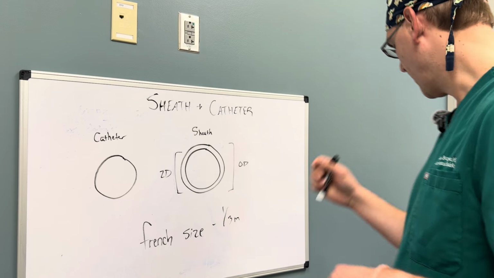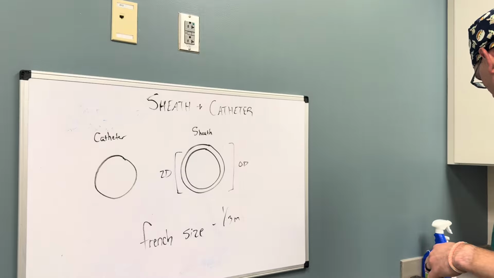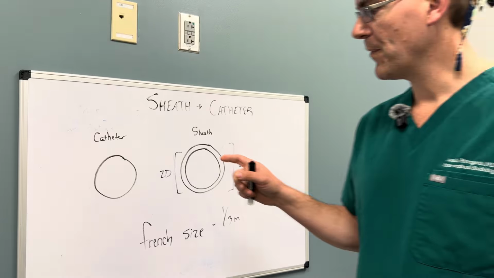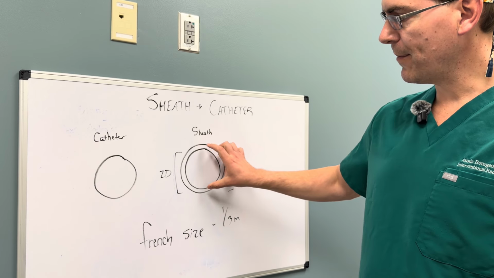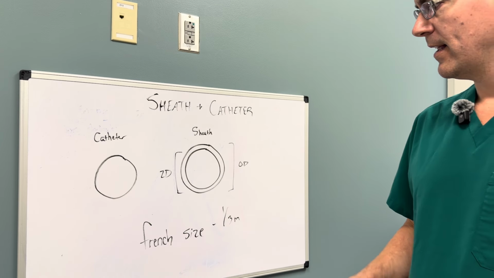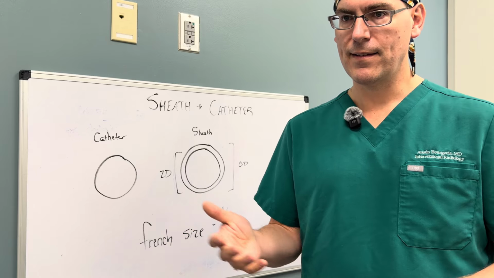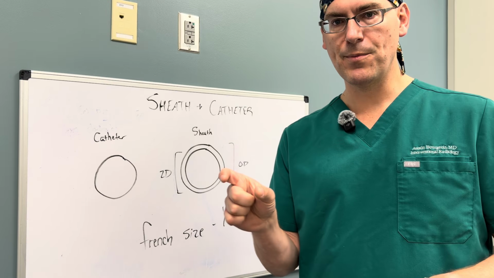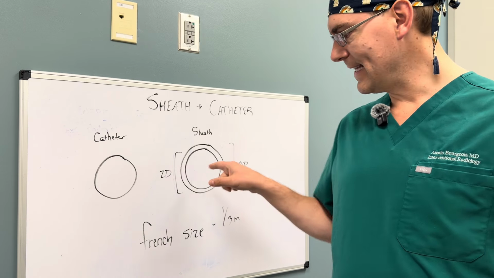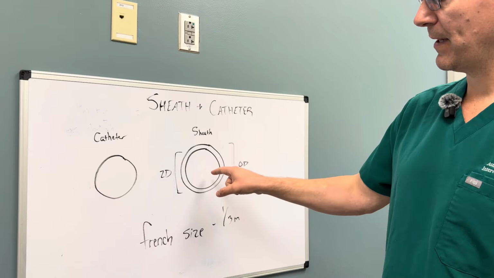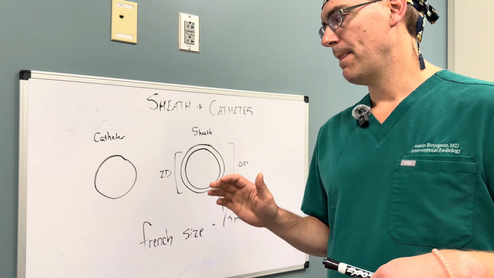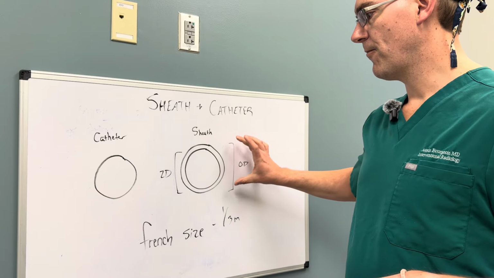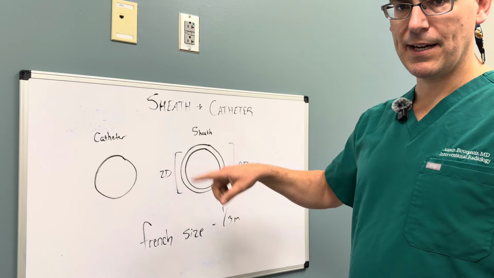Sheath sizes are the opposite. They are denominated based on what size catheter they will accommodate, so they're denominated based on the inner diameter. So a 6 French sheath, again, 6 French is 2 millimeters, means the hole on the inside is 2 millimeters. Typically, and this is just by convention, the outer diameter is 2 French sizes of thickness of material more than that.